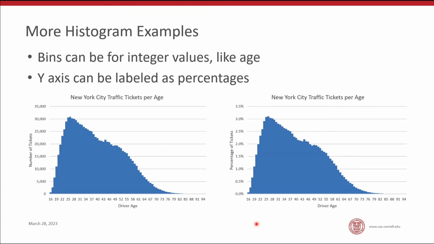So here we're looking at a different variable in the data. This is the ages of the people who were getting the traffic tickets. And so there's a lot more bins.